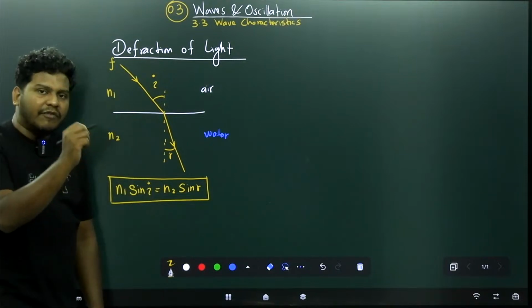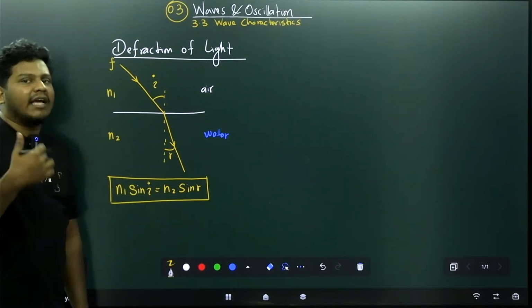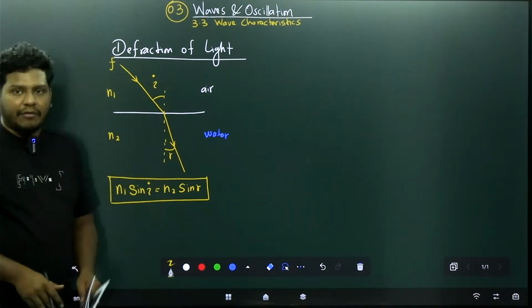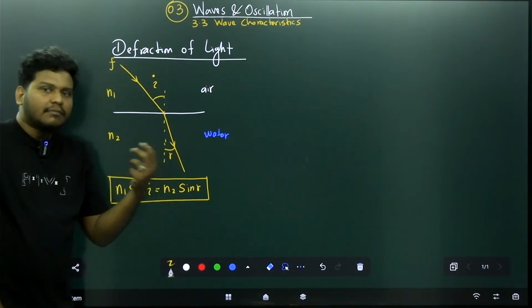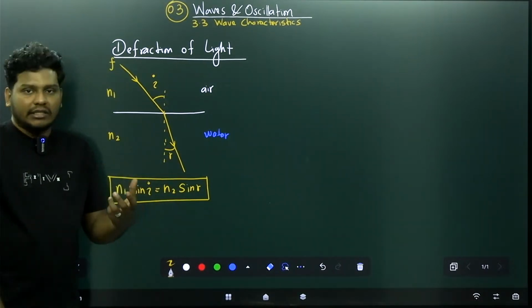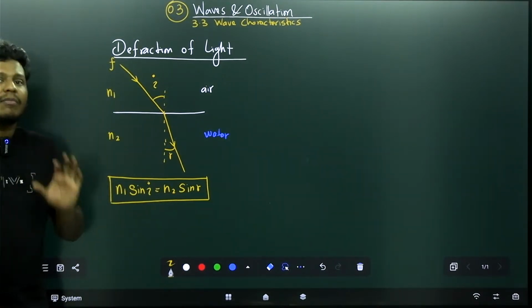We know that this frequency is dependent on the color. Let's say if I take a red color, that has a different frequency. Blue color has a different frequency. Likewise, when the color changes, the frequency also changes. You should remember that one.